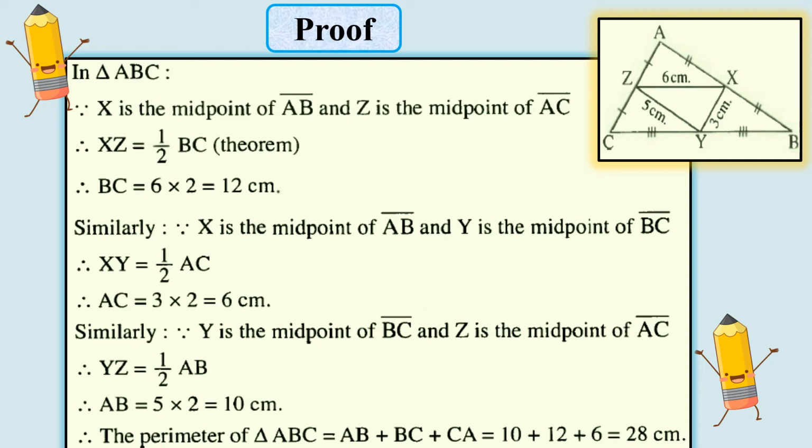From number 1, 12 centimeters and 6 centimeters and 10 centimeters, the perimeter of the triangle ABC is equal to AB plus BC plus CA, 10 plus 12 plus 6, equal to 28 centimeters.